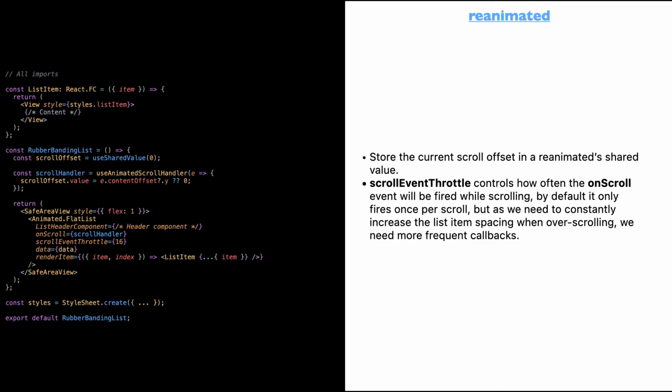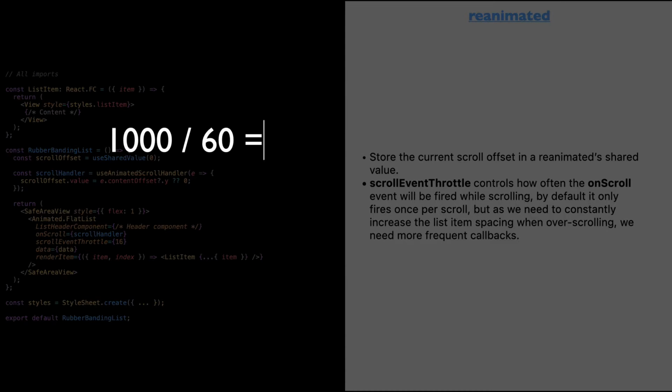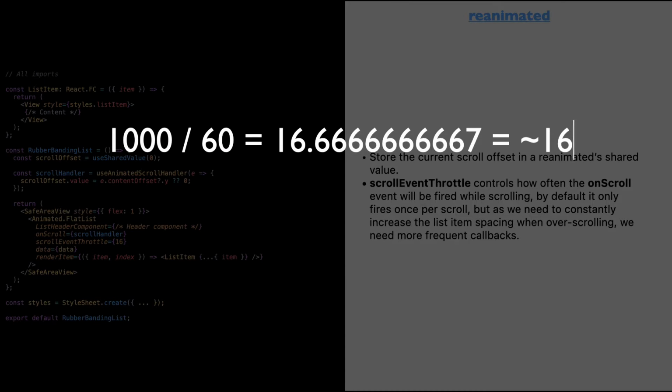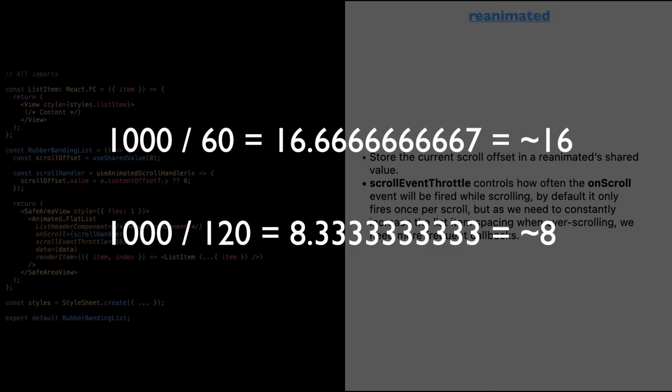And scrollEventThrottle controls the frequency of the onScroll event, and the value 16 means that it will emit an event every 16th of a second for 60 fps. You can change this value to adapt to your device's frame rate. For example, for 120 fps devices, the value can be 8.